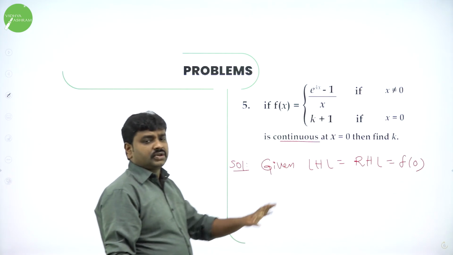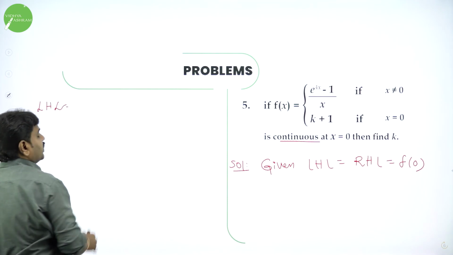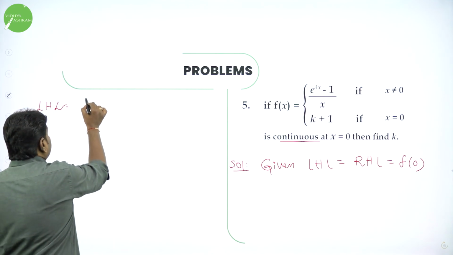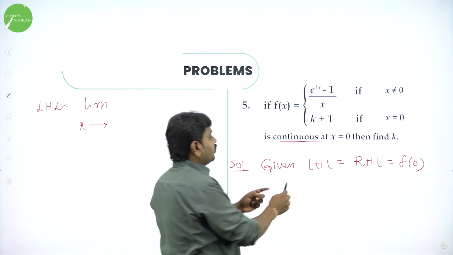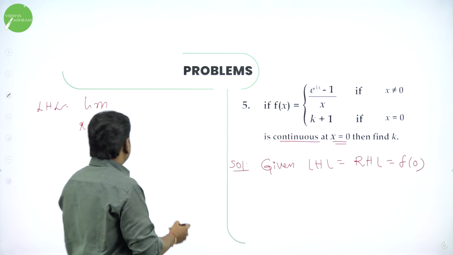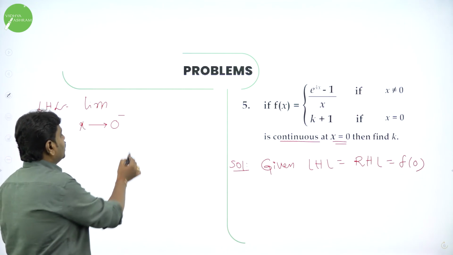So I'll equate LHL to f of 0 to get the answer. First we'll find LHL. What is the left handed limit formula? Left handed limit is limit x tends to... they told continuous at what point? 0. So that's why we should write limit x tends to 0 minus, LHL will be 0 minus f of x.